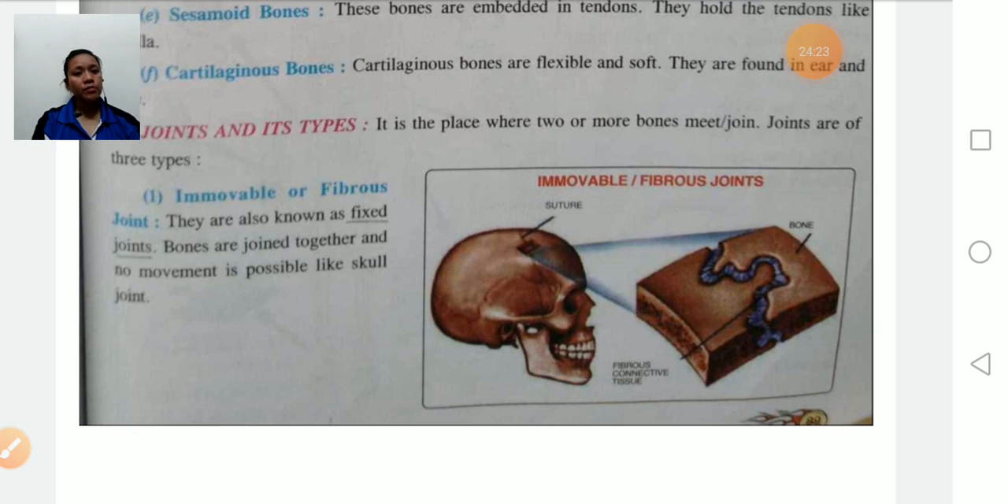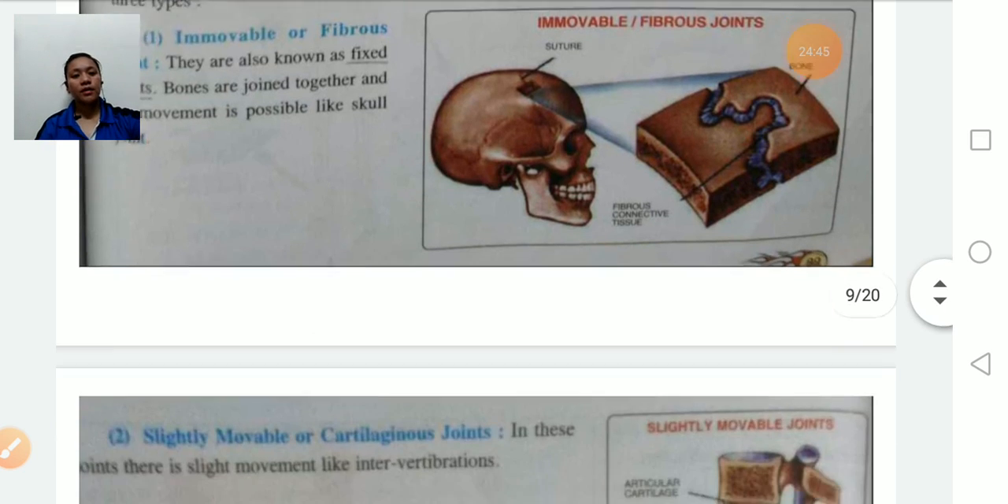Immovable joint is also known as a fixed joint. The bones are joined together and no movement is possible, like in the skull.